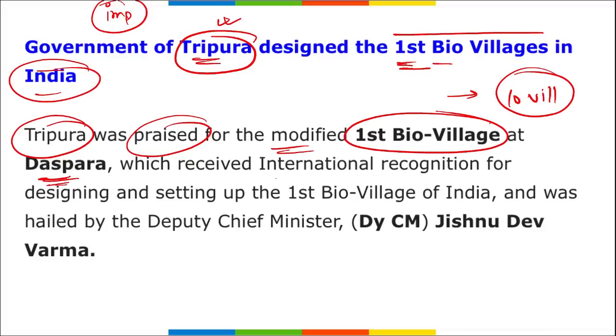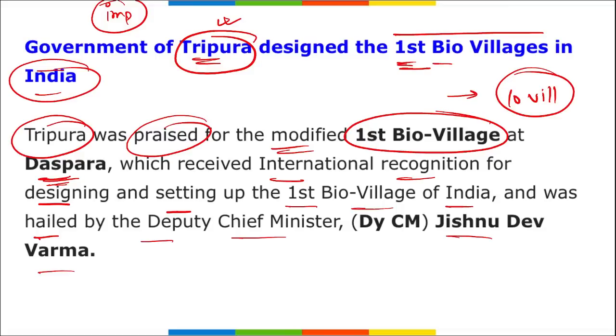And where was it located? In which state? In Tripura. It received the international recognition for designing and setting up the first bio village of India and was hailed by the Deputy Chief Minister Jishnu Dev Verma of Tripura.